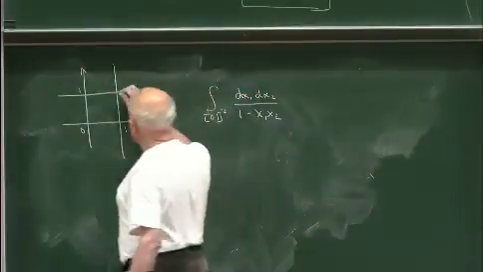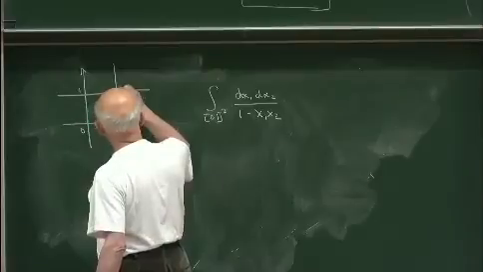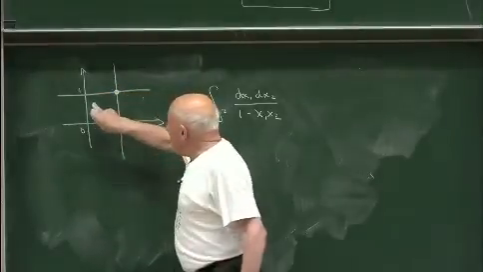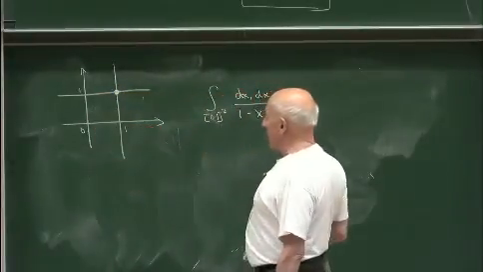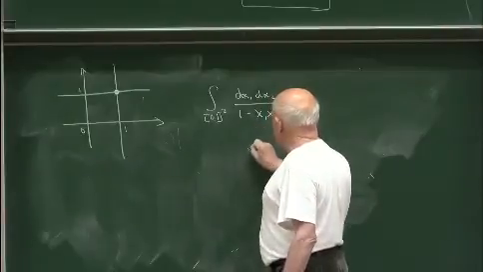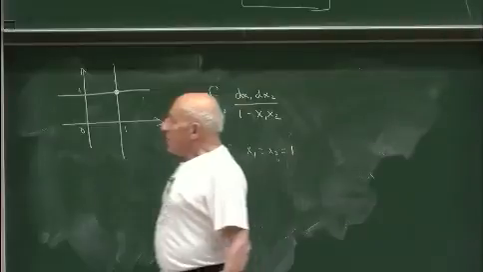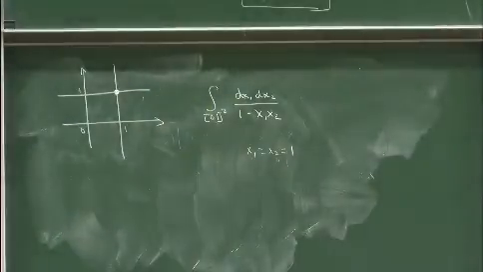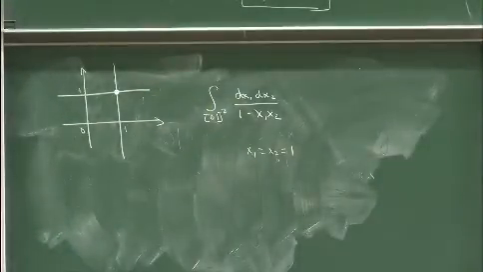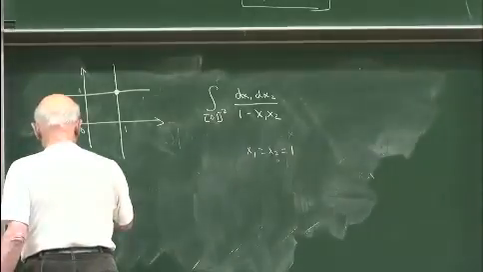Now, the only exceptional point inside the domain of integration, on its boundary, is the point x1 equals x2 equals 1. Before we had two singular points, there and there. Now we have just one singular point. What happened? The following thing.